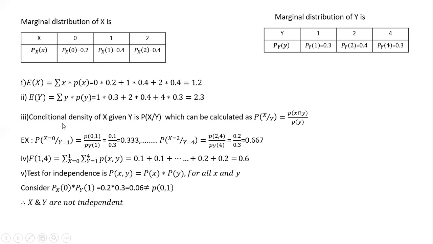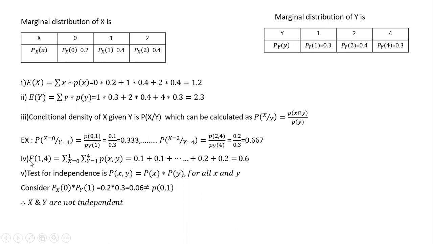Now, what is the formula to find the conditional density of capital X given y? We denote it by p of x given y, and we define p of capital X given y equals the probability of x intersection y divided by p of y. So p of x equal to 0 given y equal to 1 equals p of 0 comma 1 divided by the marginal probability of 1. So 0.1 by 0.3, which is 0.333. Now, what is the probability of x equal to 2 given y equal to 4? It is the probability of 2 comma 4 divided by the marginal probability of 4. So 0.2 by 0.4, 0.667.